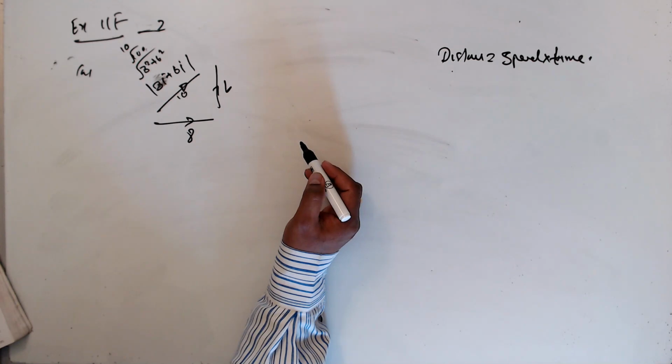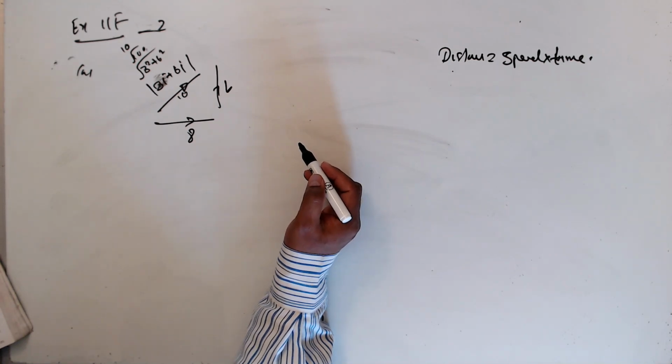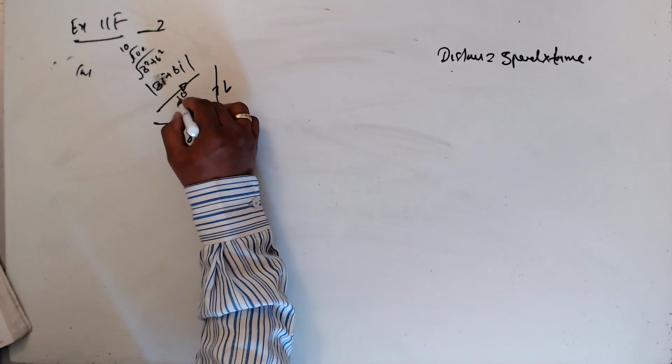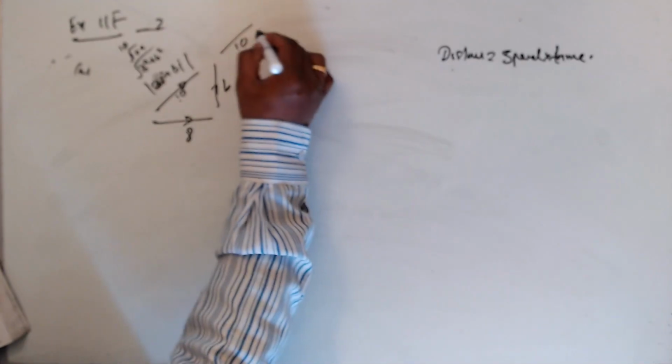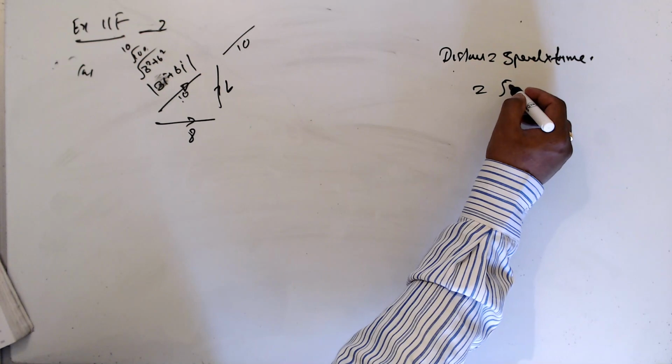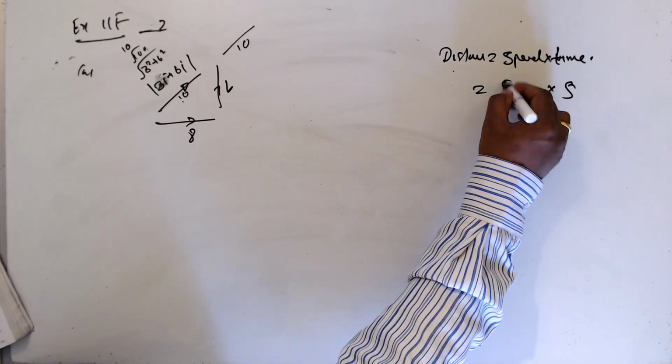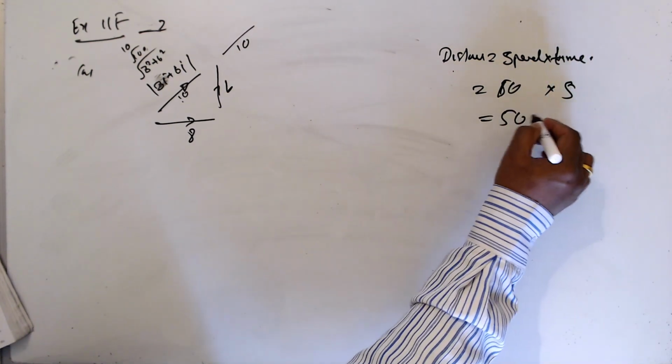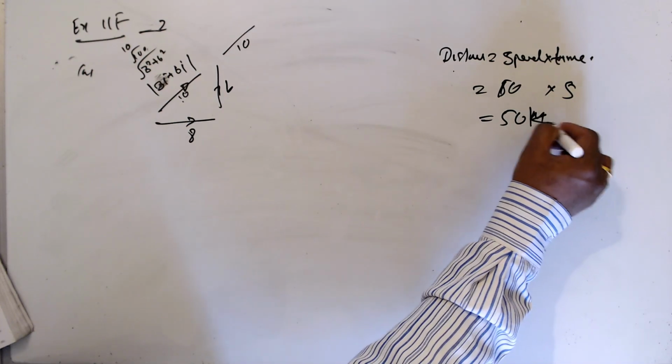Then how many hours are they going? 5 hours. So 1 hour 10, another hour 10, another hour 10, 5 hours. It means 5 hours times 10. So 50 kilometer.